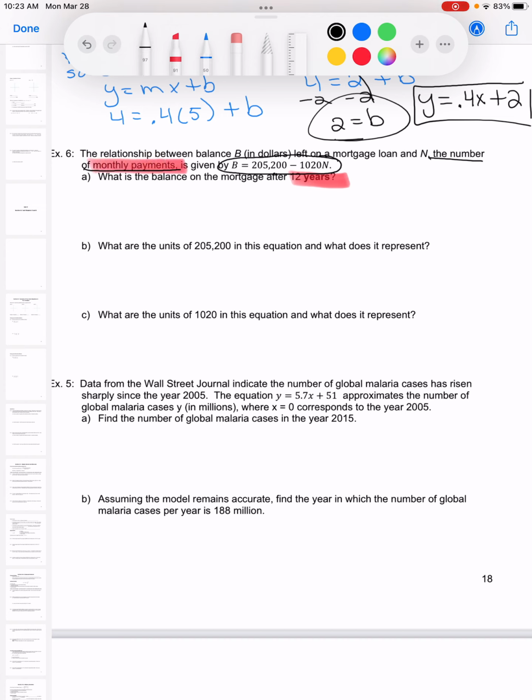So I'm going to do a little bit of work. 12 years is the same thing as if we multiply by 12, because there are 12 months in the year. That's 144 months. If that had been 14 years, it would have been 14 times 12, because there are always 12 months in a year.